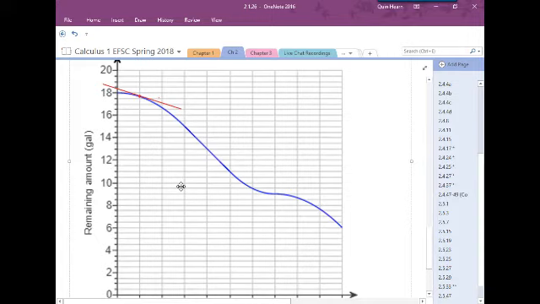Okay, so this looks like, and again, this is an estimate. Here we go. Okay, so this line that I just drew in red appears to only touch the graph at that single point. So this is a tangent line.